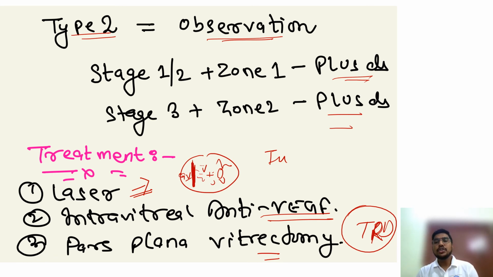Okay, they can also ask you the most common type of retinal detachment in ROP: it is tractional, not rhegmatogenous. It's a tractional retinal detachment. The most common type of retinal detachment in diabetic retinopathy is also tractional retinal detachment. Okay, so this is about ROP, very important to know, and you have to go through each and every point that I have discussed.